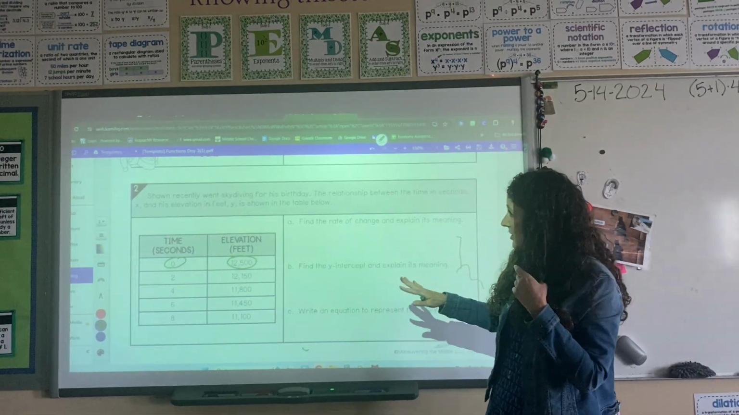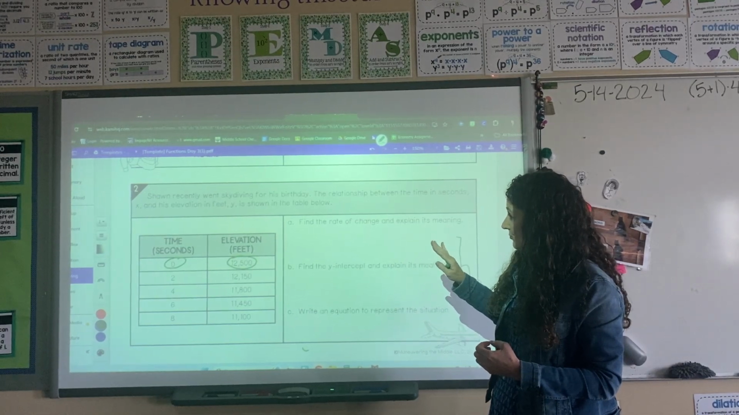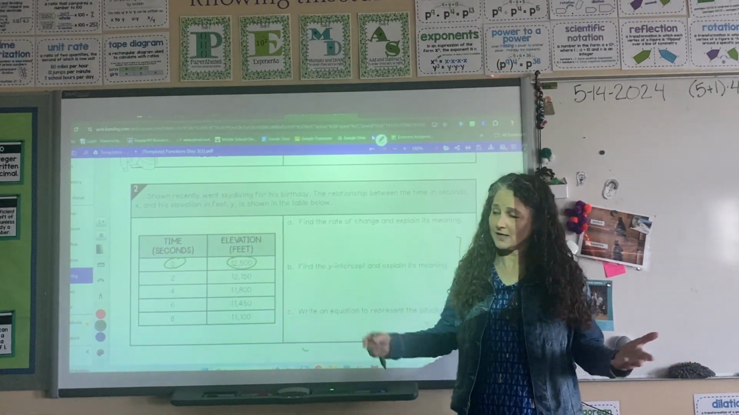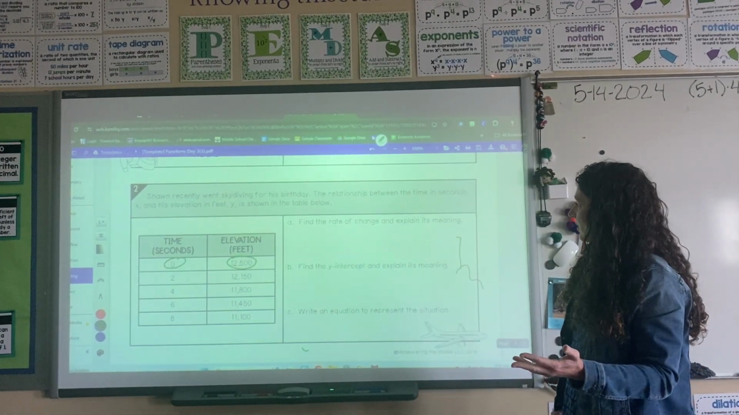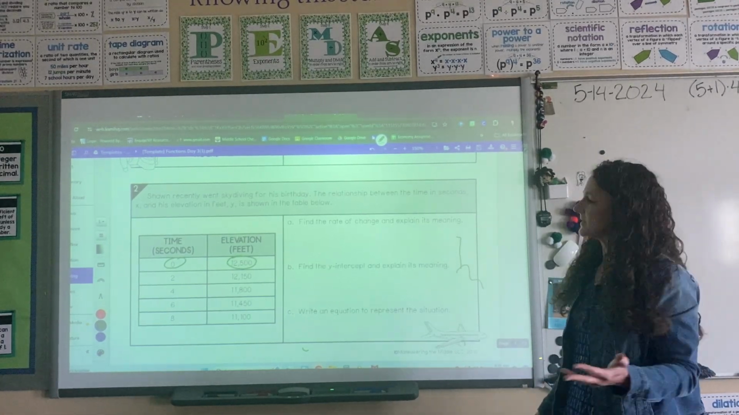So this table is showing me his distance from the ground, which of course is going to be getting smaller because he's falling, okay? Oh, I'm super curious to know if they actually used real physics on this. We will see. We will see.